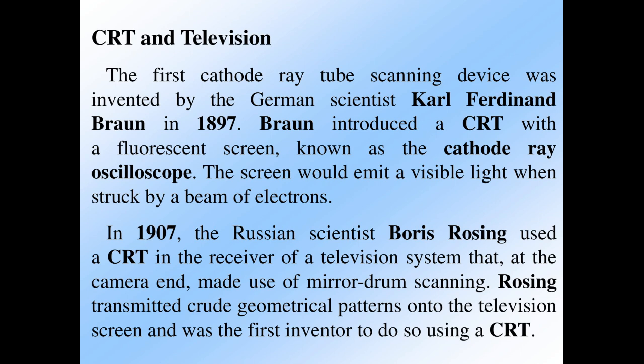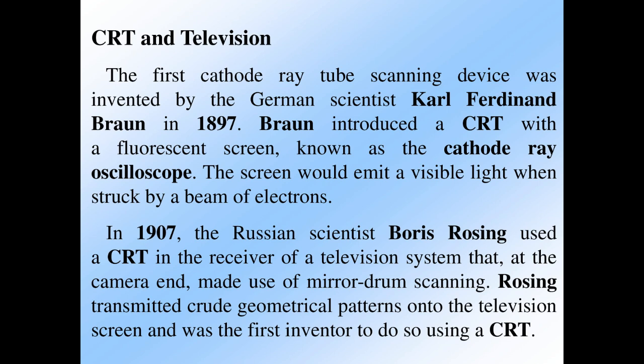CRT and television. The first cathode ray tube scanning device was invented by the German scientist Carl Ferdinand Braun in 1897. Braun introduced a CRT with a fluorescent screen, known as the cathode ray oscilloscope. The screen would emit a visible light when struck by a beam of electrons.